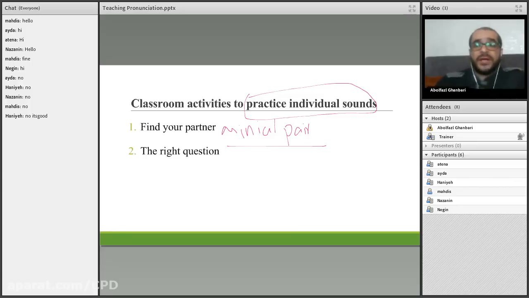The next one is write questions. You can use minimal pairs in questions and distribute the questions among the learners to ask each other. Let me show you.